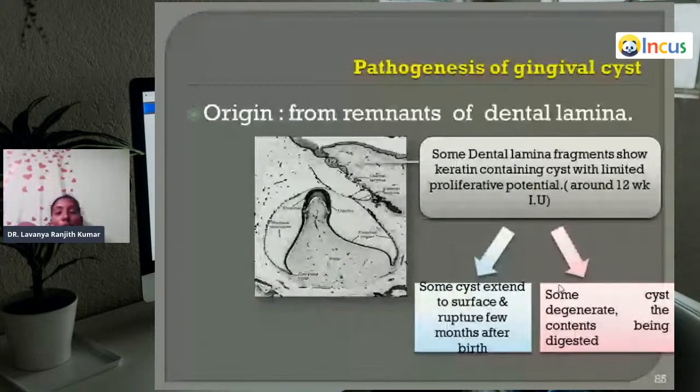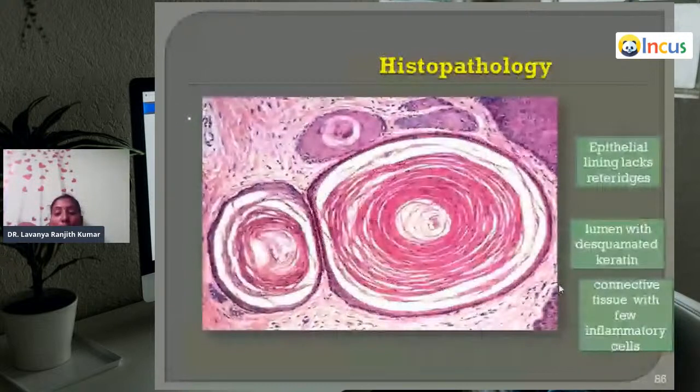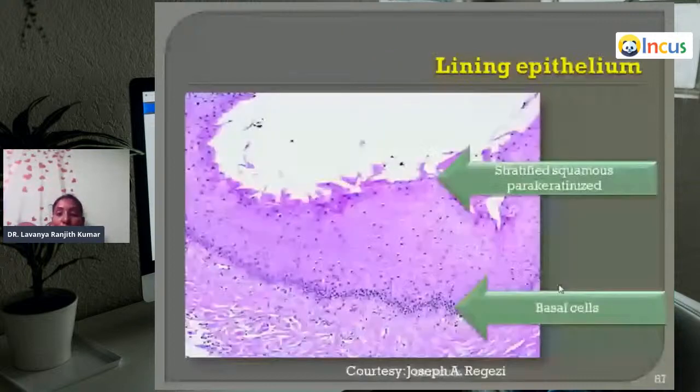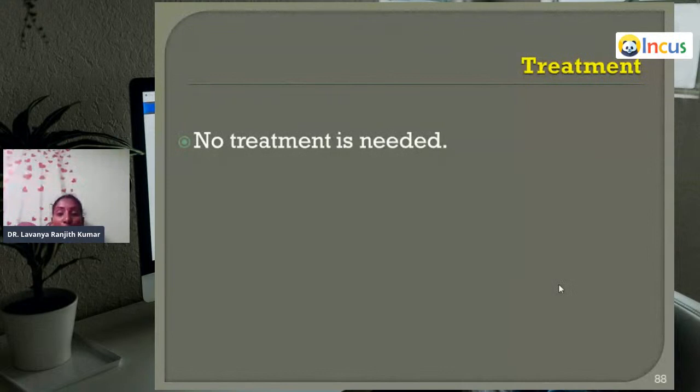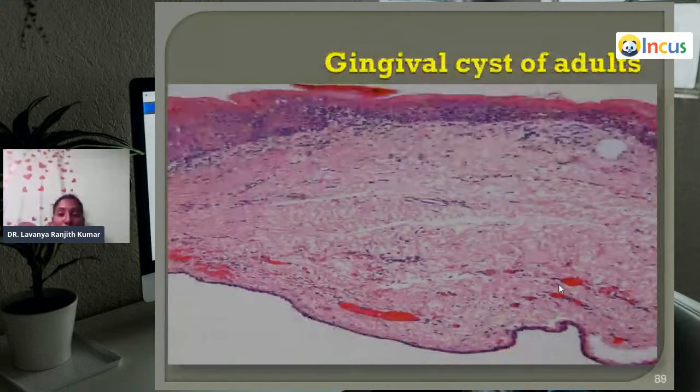So coming back to the histopathology, we all know that the epithelial lining is devoid of rete ridges. The lumen is full of desquamated epithelium, which is called keratin flakes, and a few inflammatory cells, and the connective tissue capsule shows a few inflammatory cells. This lining of epithelium is stratified squamous parakeratinized epithelium, and the basal cells show a basal cell appearance. So no treatment is required for gingival cyst of adults.